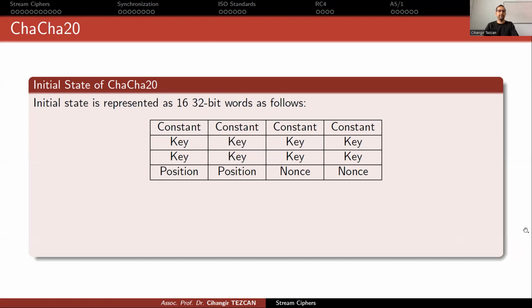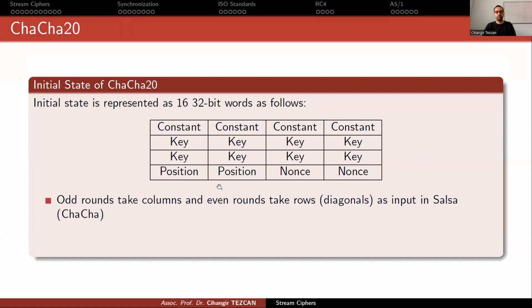All right, so let me explain both ChaCha and Salsa, by the way. The initial state is represented as 16 32-bit words. As you can see, the initial state is really large compared to A5/1. It is not as simple as 64 bits; we have 16 times 32 bits here. It is represented, as in the case of AES, like a 4x4 matrix. So we have constant values, the key positions and the nonce here. Again, some implementations use a nonce here too.